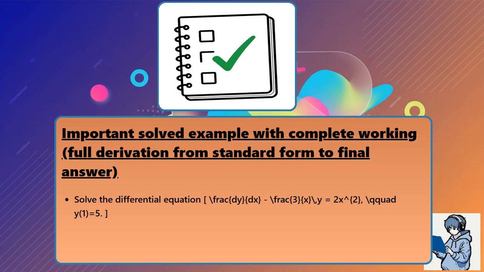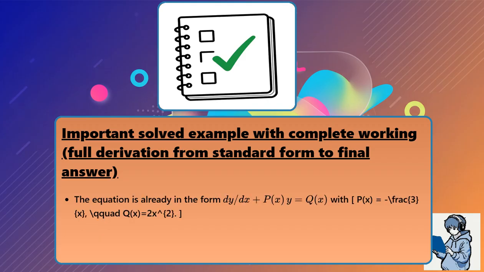Solve the differential equation dy/dx minus 3 over x times y equals 2x squared, y of 1 equals 5. Step 1, standard form. The equation is already in the form dy/dx plus p of x times y equals q of x, with p of x equals negative 3 over x, and q of x equals 2x squared.